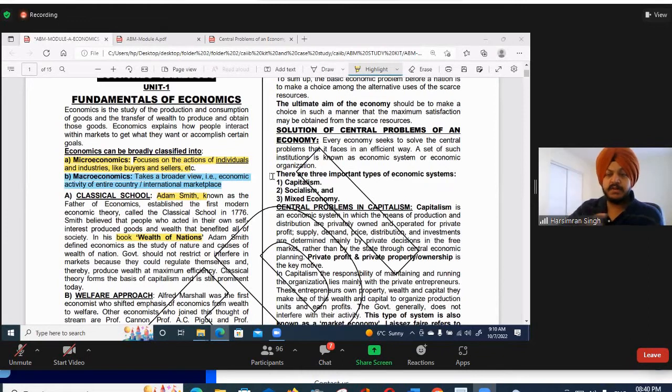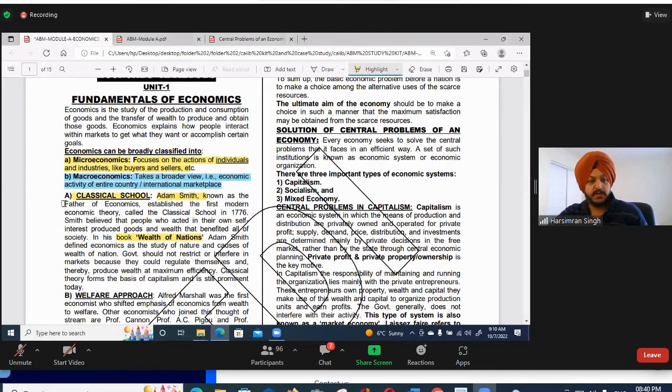They will generate maximum profits. Government should not interfere with them. Government should only provide law and order, schools, hospitals, transport, that's all. So this is known as the classical school.